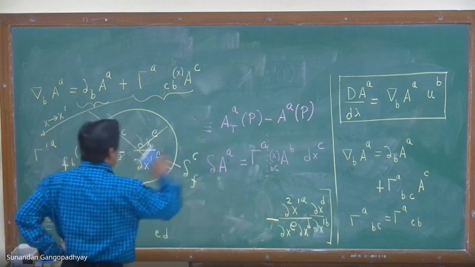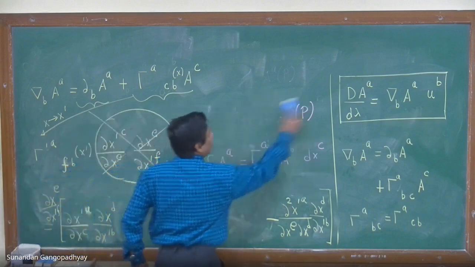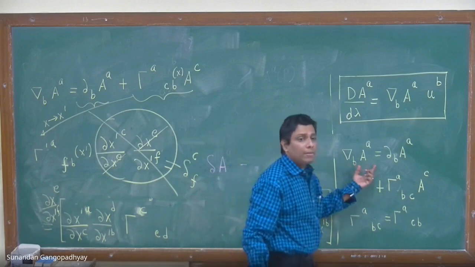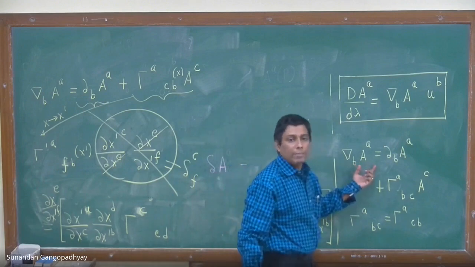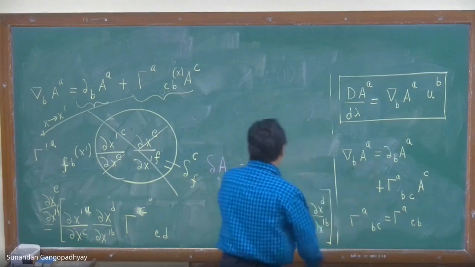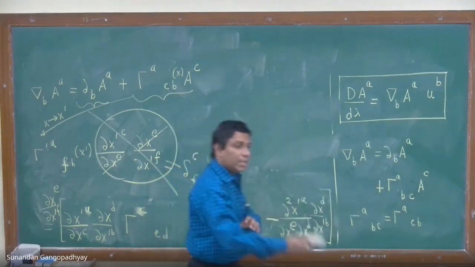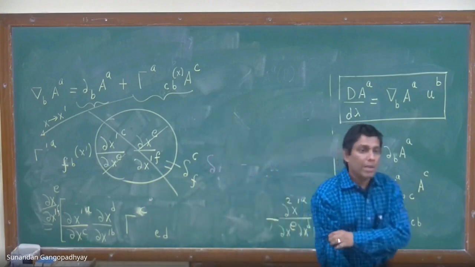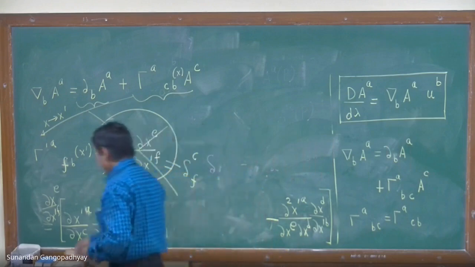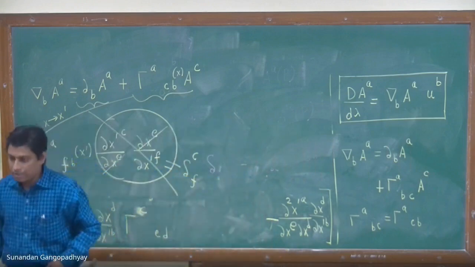Okay, let us discuss the small thing. Let us do it because we have learned what the covariant derivative of a contravariant vector, a tensor of type 1, 0, is. Now the immediate question that will arise is: what is the covariant derivative of a covariant vector, a tensor of type 0, 1? Minus value. But let us prove it.